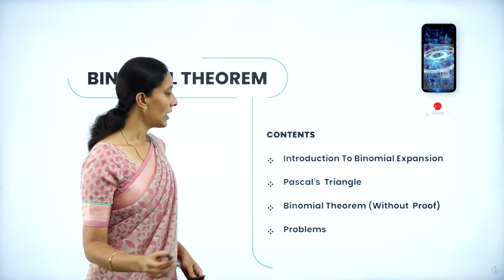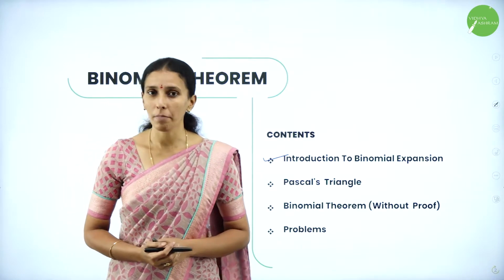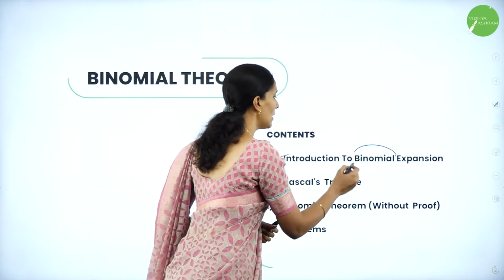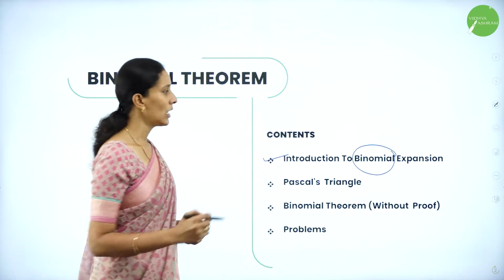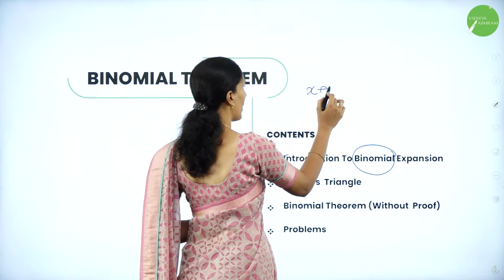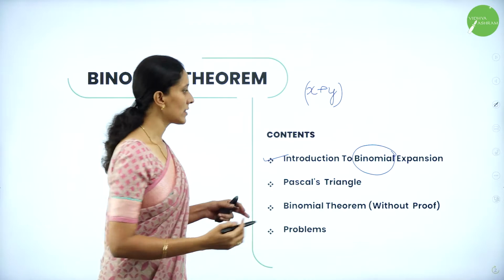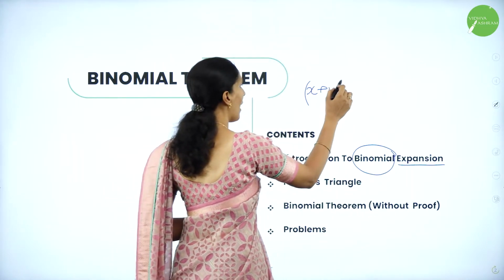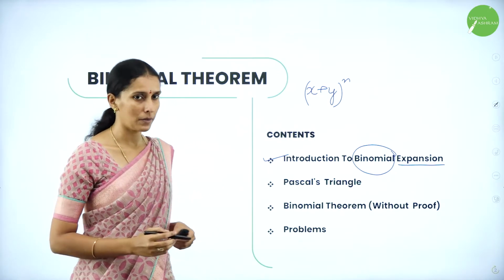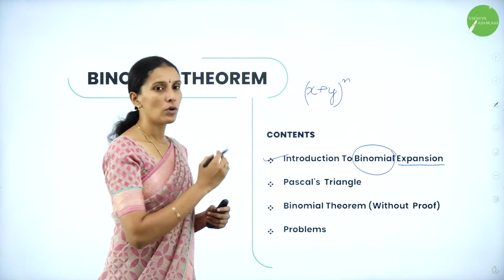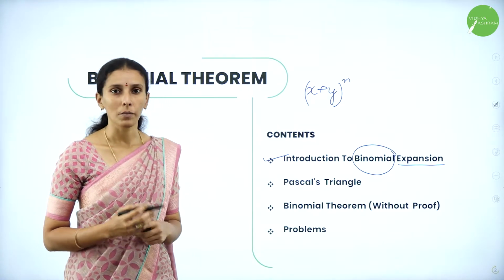So first I'll introduce binomial expansion. What do you mean by binomial expansion? You know the term binomial, that is, a polynomial containing any two terms is called binomial. For example, I'll write x plus y. So x plus y is an example of a binomial. What is this expansion? When you have some power, any integral power, for this binomial, then the expansion of those binomial terms with its index or power is nothing but binomial expansion.